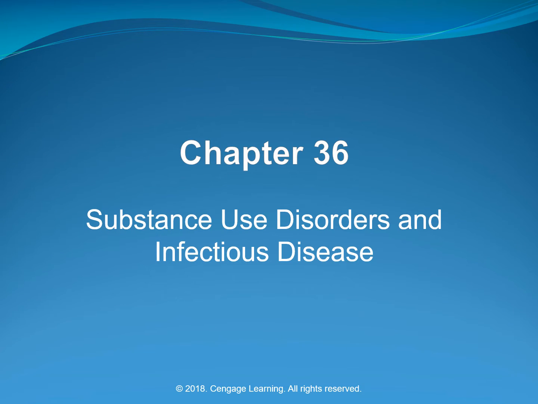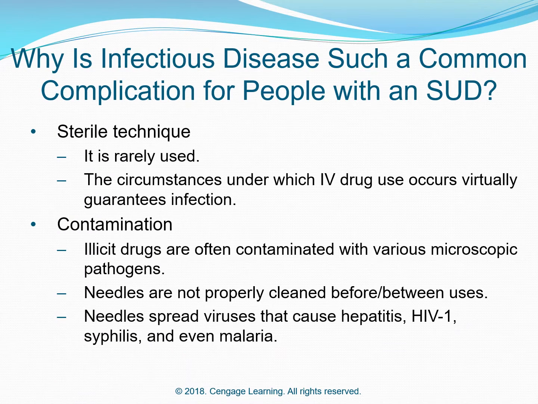So this is chapter 36, Substance Use Disorders and Infectious Disease. Why is infectious disease such a common complication for people with an SUD? Sterile technique is rarely used. The circumstances under which IV drug use occurs virtually guarantee infections. You also have contamination reasons. Illicit drugs are often contaminated with various microscopic pathogens.